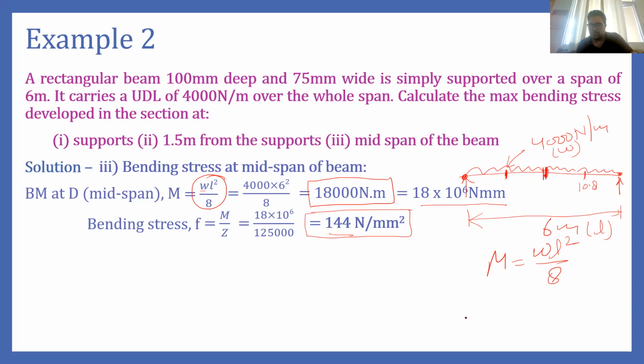The variation of the bending moment diagram, which is something like this, will also be followed by the stress. Here stress is 0, at 1.5 meter distance stress is 108, and at mid-span, where the maximum bending moment is, because of maximum bending moment we have maximum bending stress also. So this is how we can interpret and understand this result.